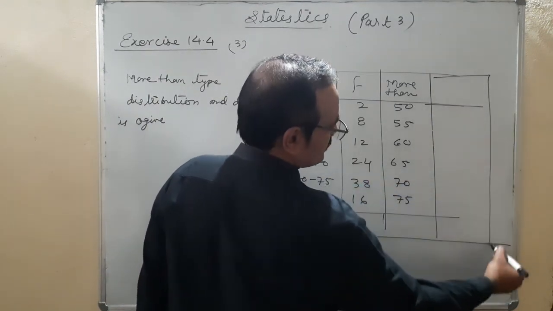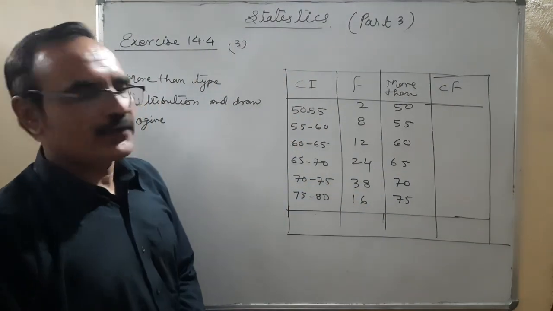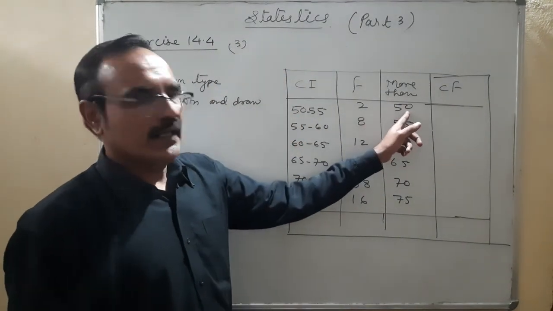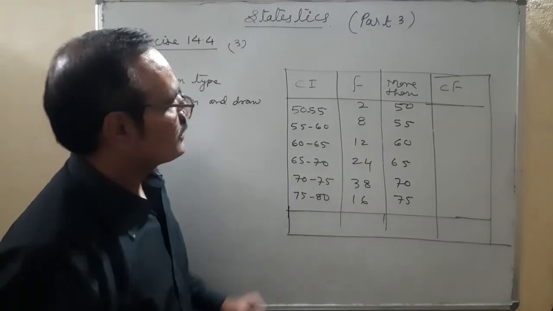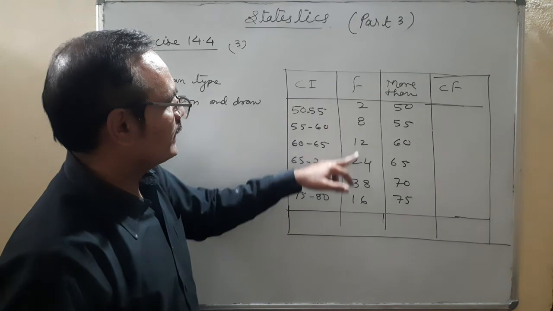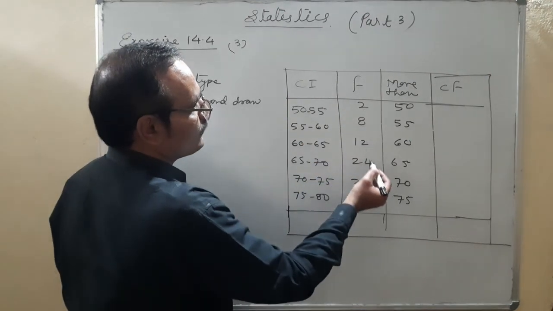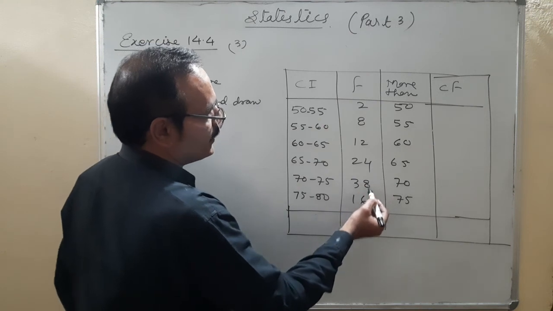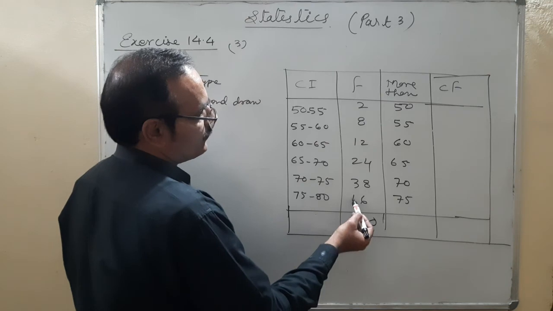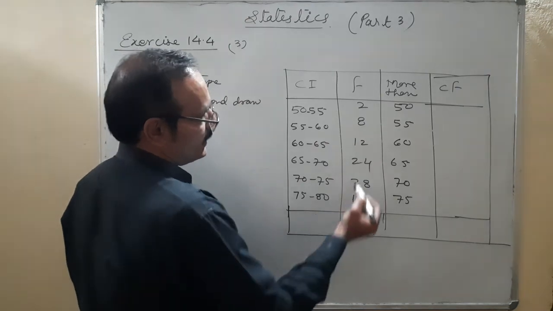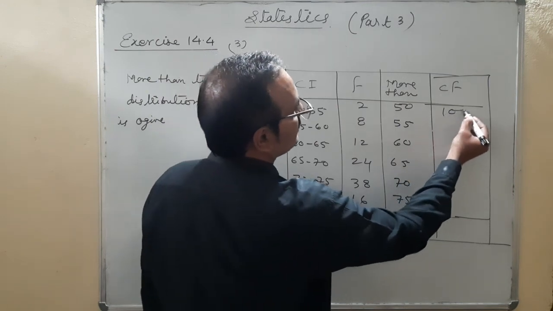Next column is CF. And how to make a cumulative frequency here? See, more than 50. In more than 50, everything is included from here to here. So you are going to add it: 2, 8, 12, 24, 38, 16. Adding everything gives 100. Okay, so more than 50, I'll write here 100.